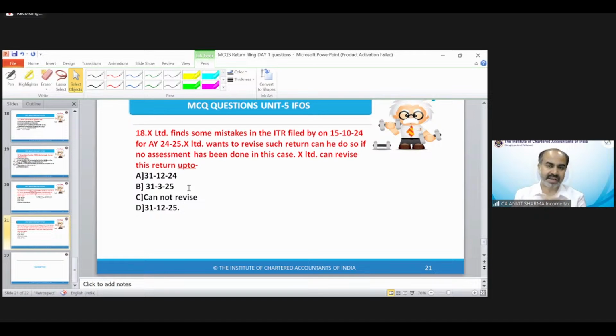Om Krishnan is saying 18. Answer is correct. Option A. Abhishek is saying A. Of course, we can revise the return latest by 31st March 24. That is the correct answer.